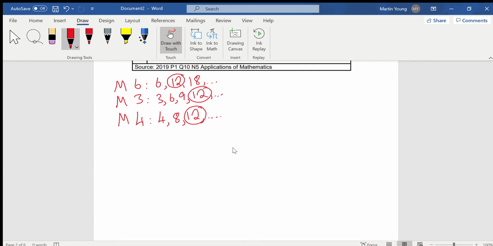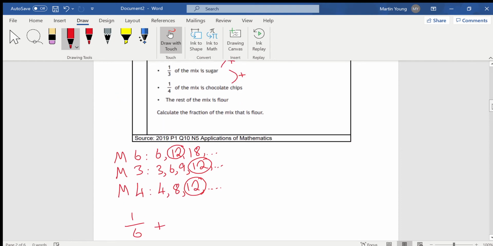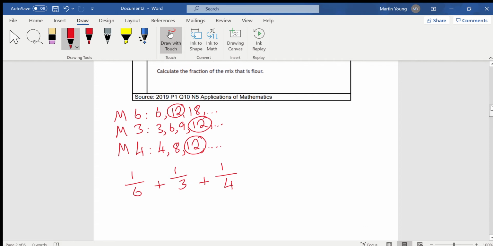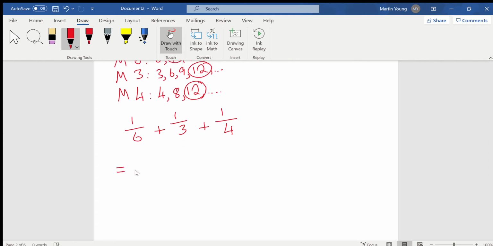Okay, so I'm actually adding a sixth plus a third plus a quarter. And now I can then turn those into fractions over 12. Like I say, this is one way to do it. There are a couple of other ways. You could just add the sixth and the third together. You could just add the third and the quarter together, whatever.